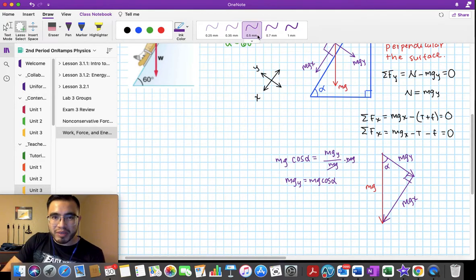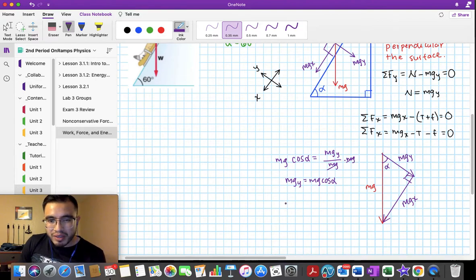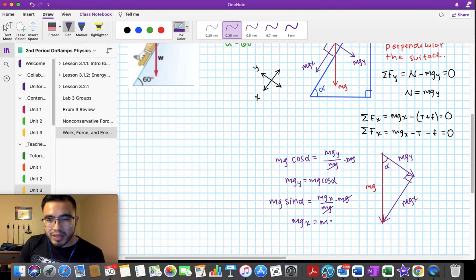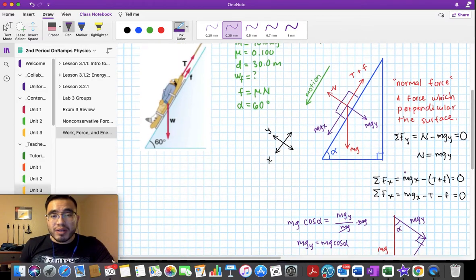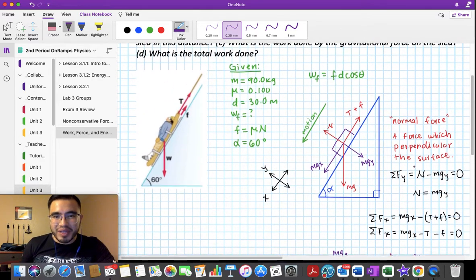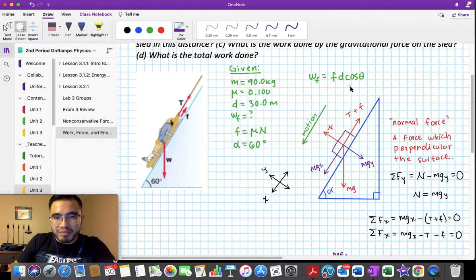Again, I'm sure you can guess what mgx is going to be, because now we use the sine of alpha is equal to the opposite, that is mgx, divided by the hypotenuse, that's mg. We solve for mgx in the same way we solved for mgy, and we have that mgx is equal to mg sine alpha. Okay, you have those two. There you go. Now let's try to find the work done by friction by using this equation. Let's copy it.